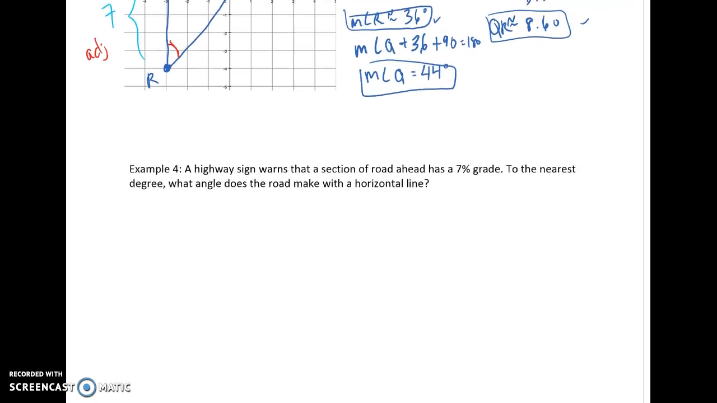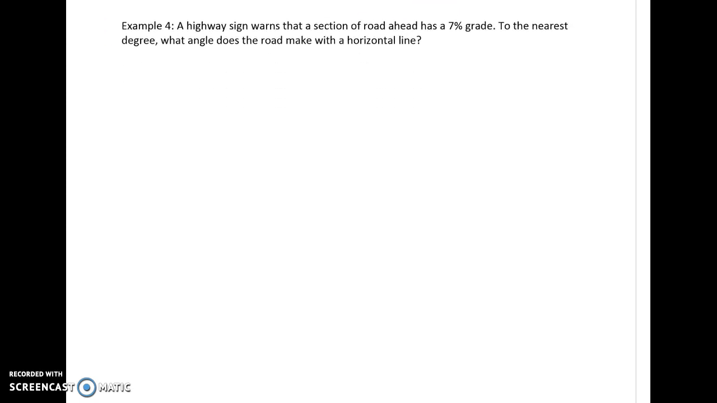Okay, one last one. So this is a word problem. We have to understand what we mean by a 7% grade. So a highway sign warns that a section of road ahead has a 7% grade. To the nearest degree, what angle does this road make with a horizontal line? So think about it. We've got a horizontal line, and then we've got this road that's steeping upwards. What do we mean by a 7% grade? Well, a 7% grade is 7 out of 100, right? So that means in 100 feet, I would have gone up 7 feet, assuming that's a right angle.